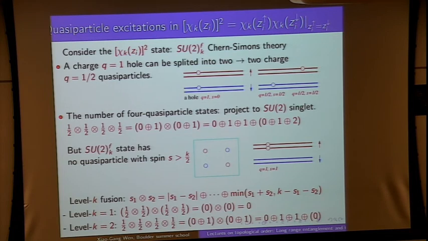If K is bigger than 1, you always get something from 0. That's right. So when K is greater than 1, this is always non-abelian. But K equal to 1 is really abelian.